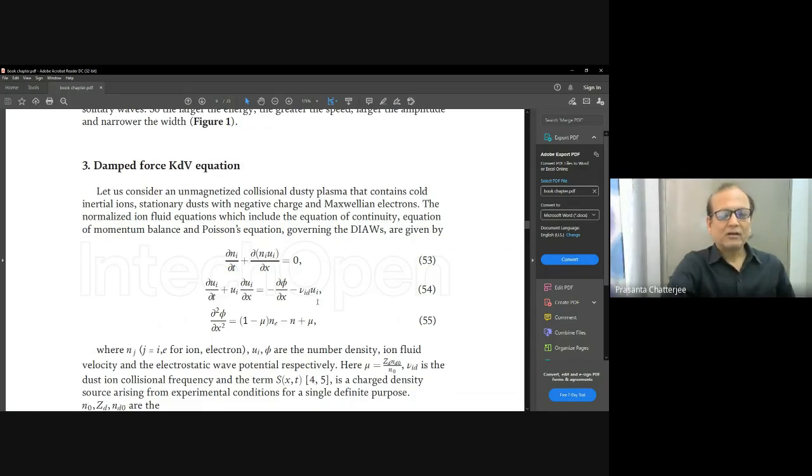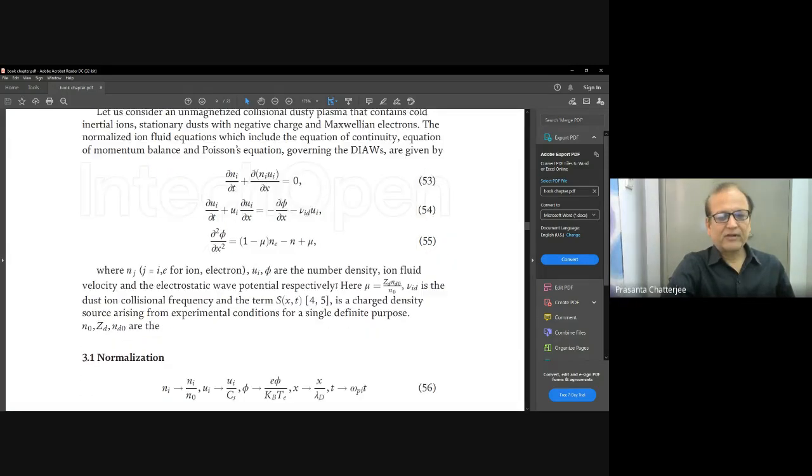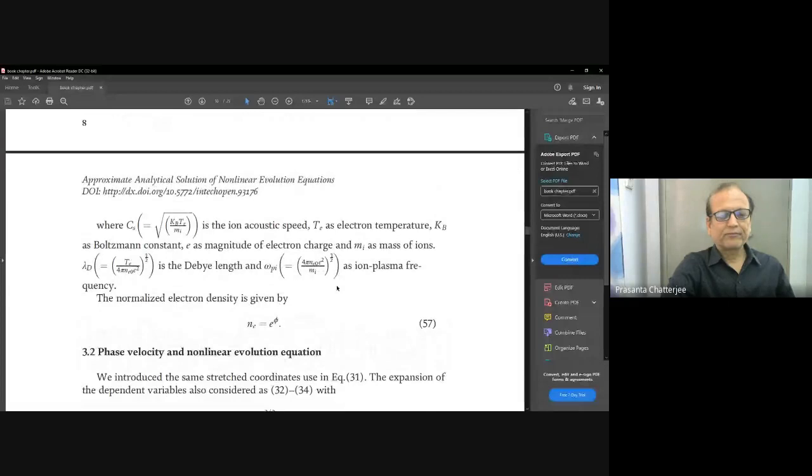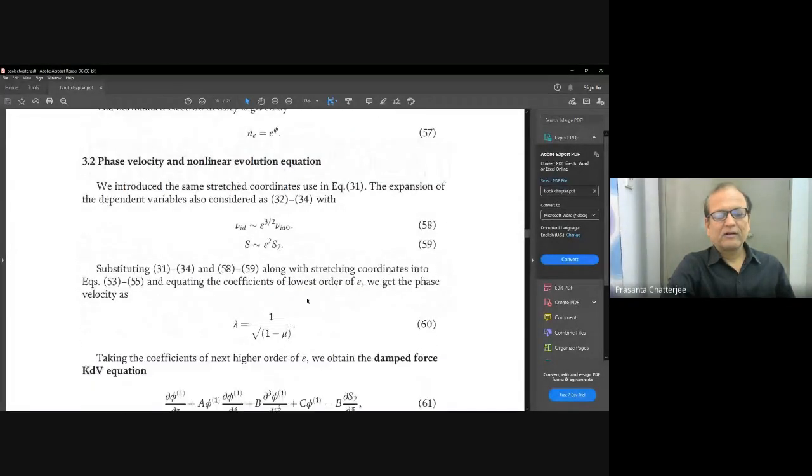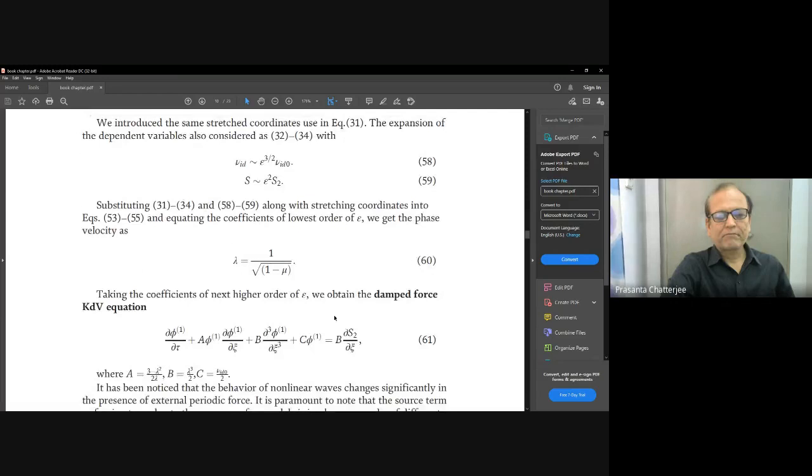The procedure is the same. Normalization, finding the value of lambda, that is the phase velocity, and we obtain a particular equation which is called the damped type KdV equation.